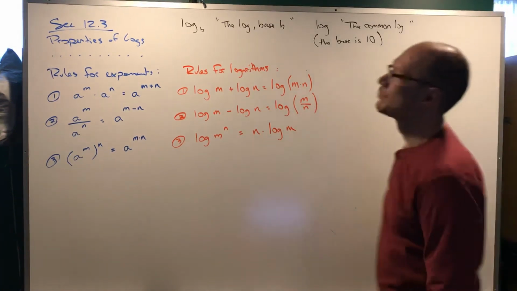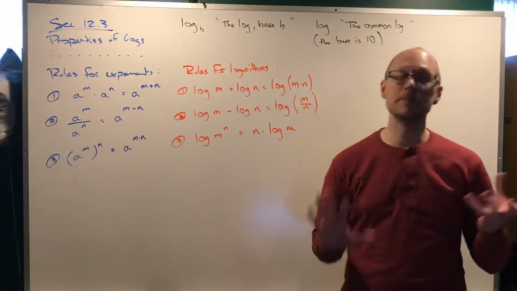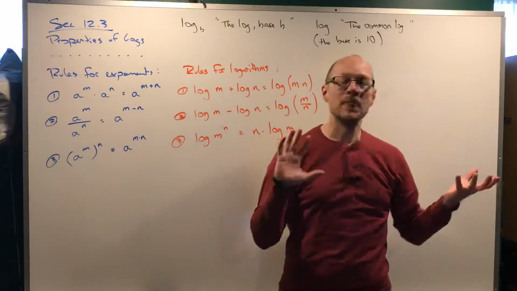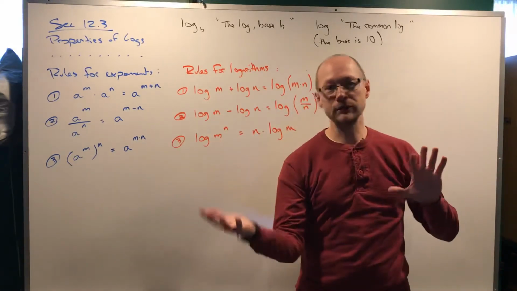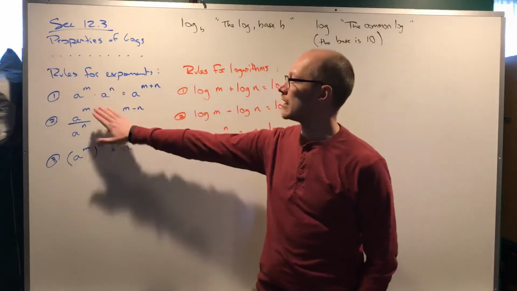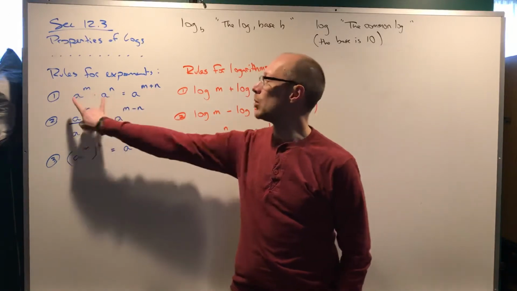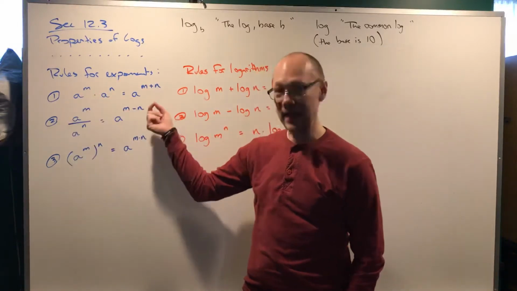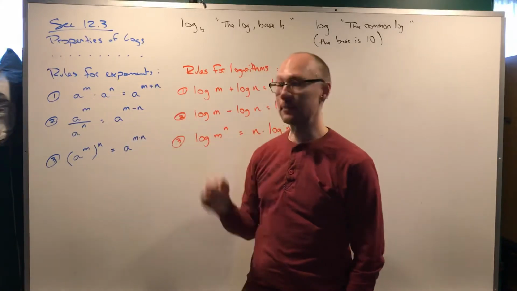This is Properties of Logs, section 12.3. Things get bizarre here, but not if you consider remembering that the exponential and logarithmic functions are inverses of one another. Let me refresh your memory about rules for exponents. Remember when you're multiplying powers together, you add the exponents, right? a to the m times a to the n is a to the m plus n.